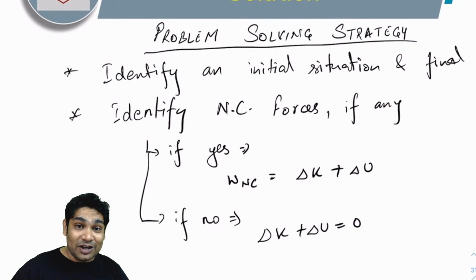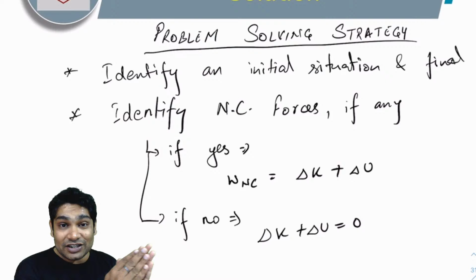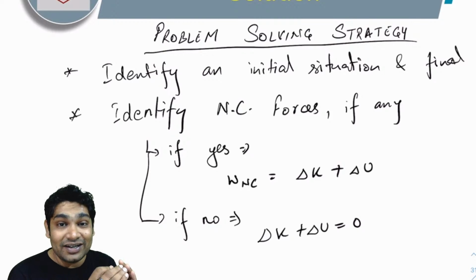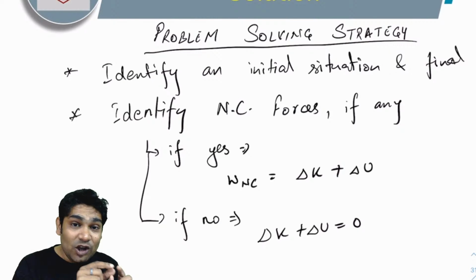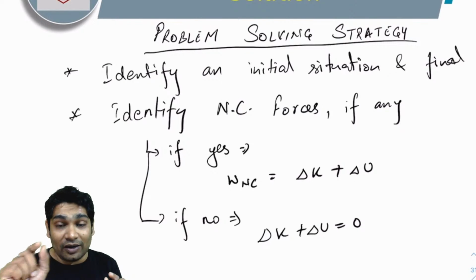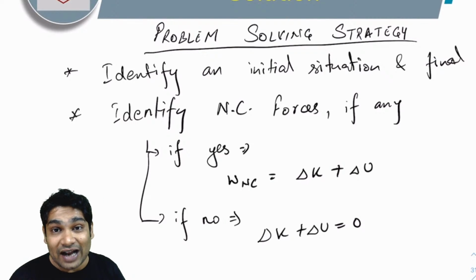So see what has been asked to you. According to that, decide an initial situation. What has been given to you, decide an initial situation. What has been asked of you, decide a final situation. Once your initial and final situations are decided, now go through the process of moving from initial to final. So while the object moves from its initial position to its final position, see if there are any non-conservative forces which are acting on the body.